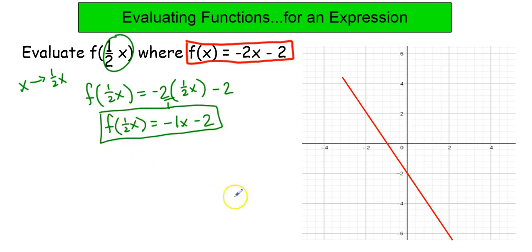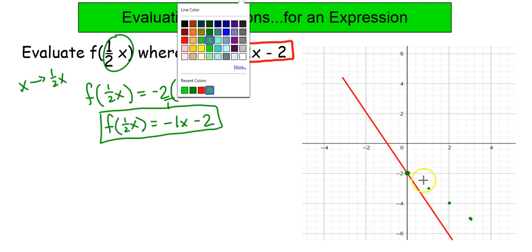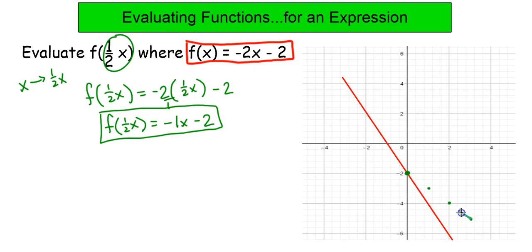So this is f of 1/2x. It's still got the same y-intercept, notice. So it still crosses at the same, but this one's going to go down 1 and over 1. And then down 1 and over 1, and down 1 and over 1. And so this line looks like this. This thing's going to look like this.